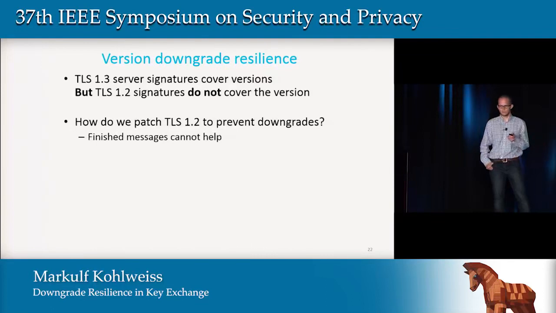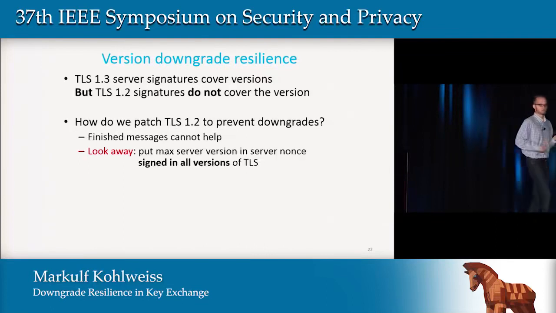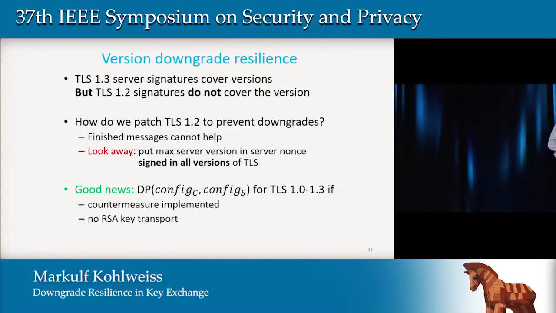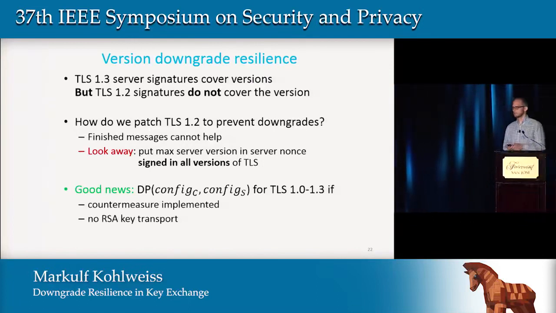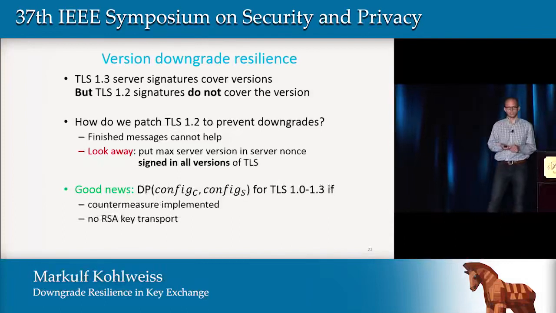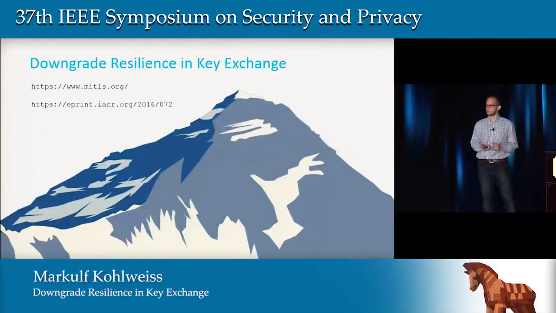The finished messages don't help. So here is something ugly. Those that have a pure mind should look away. We put the server version into the server nonce, and we do that for all past versions of TLS to obtain backward compatibility. So while this is a bit ugly, the good news is it works. And so we can prove downgrade security for servers and clients that support all versions, including TLS 1.3, as long as they implement this countermeasure and as long as they don't support RSA key transport, in which case there are just no signatures to help. So this is all I had to say for now.